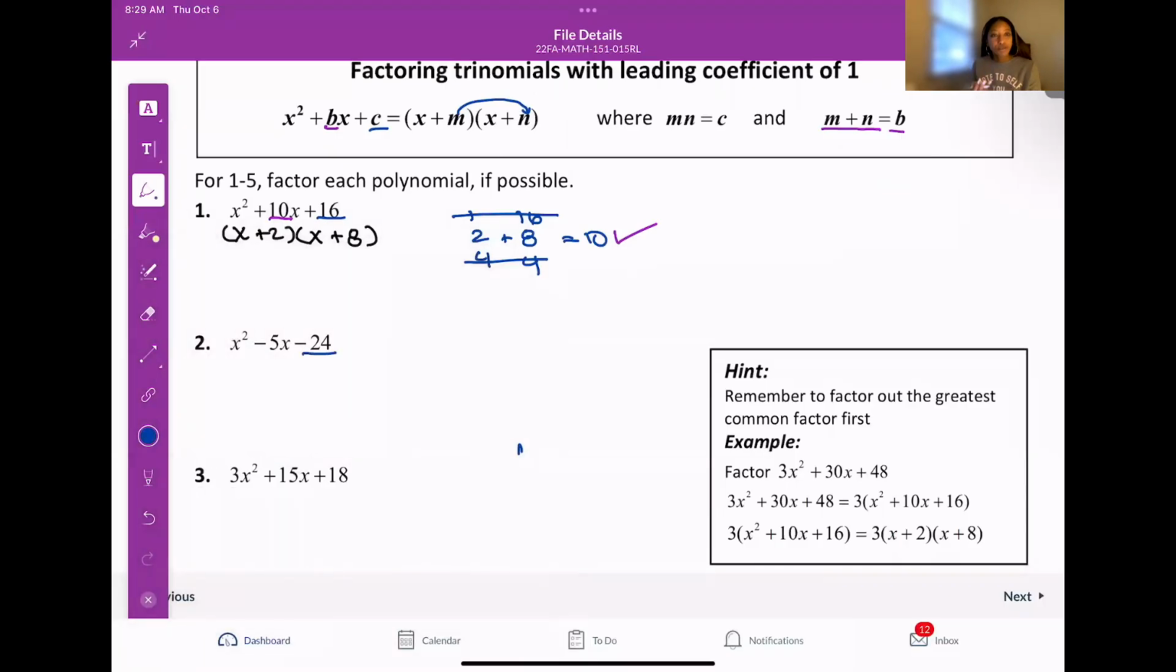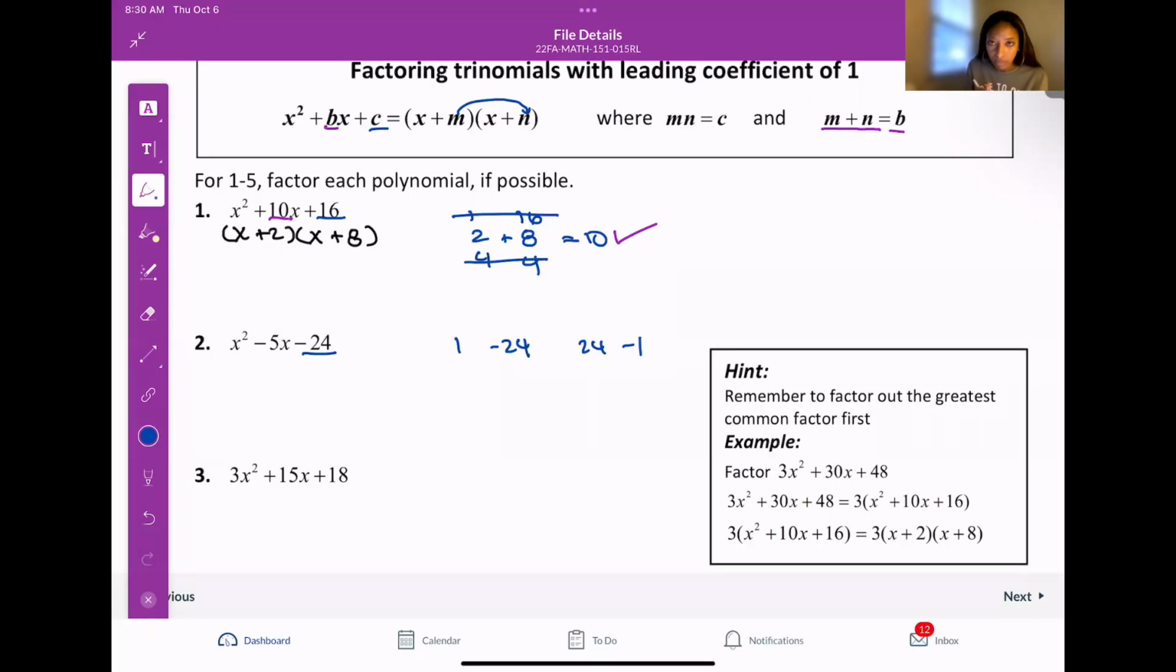Now you have to be careful here with your negatives because we know one number is going to be positive and one's going to be negative. Which one has to be positive and negative to give us negative 5? And 24 has a ton of factors. I'm just going to list them. Now, if you can figure out the factors in your head really quickly without having to list them, perfectly fine. You can do that. All right, so let's start out by writing down the factors.